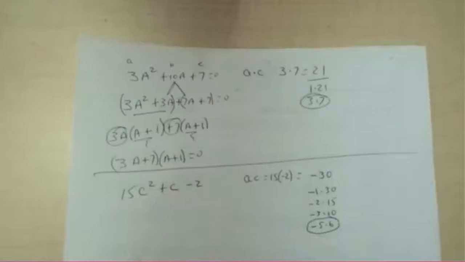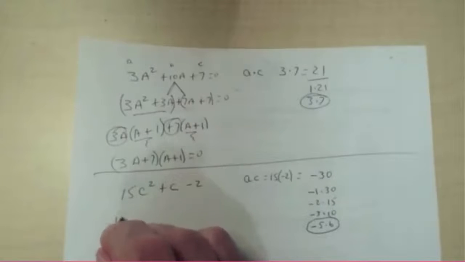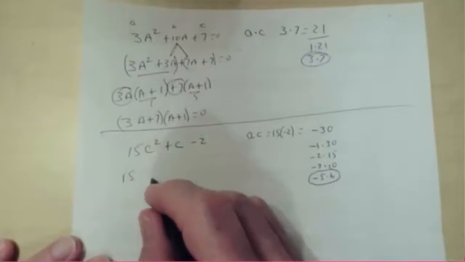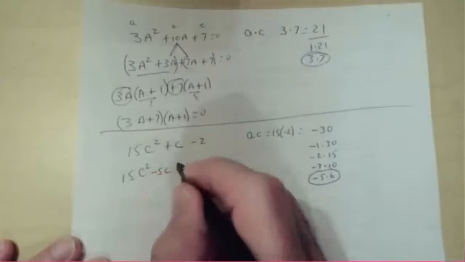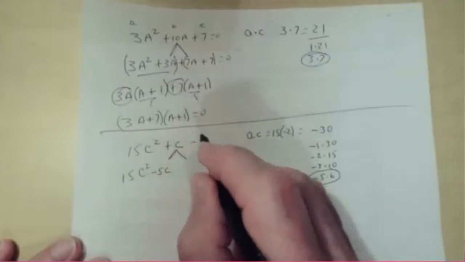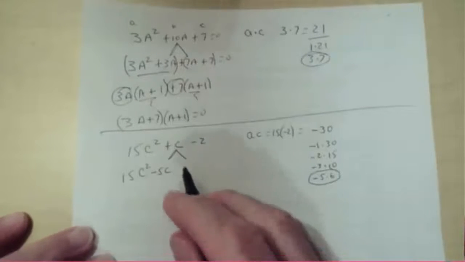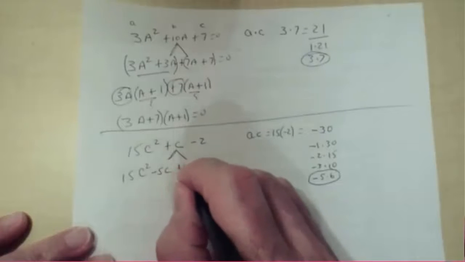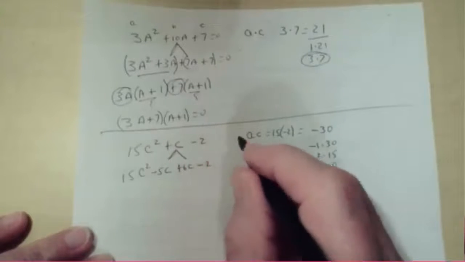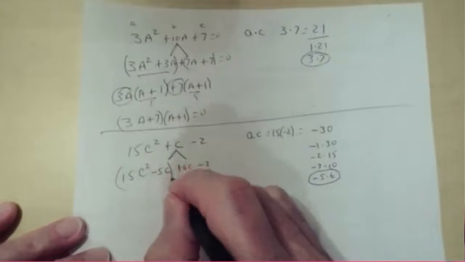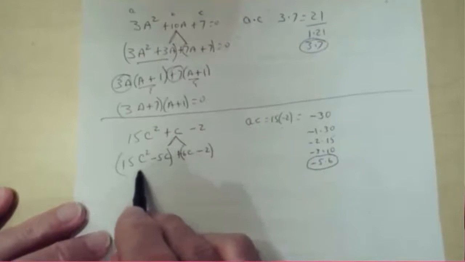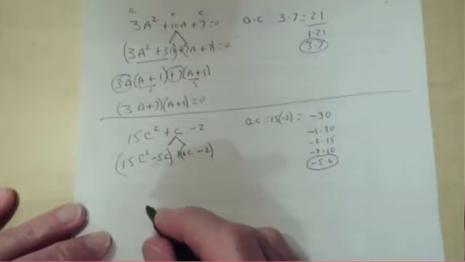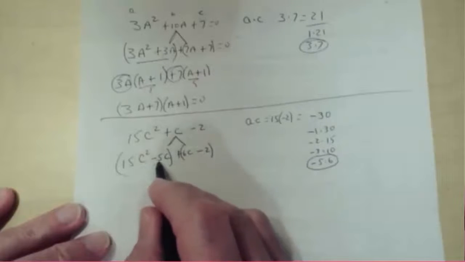Now which one are we going to put next to the 15? The negative 5. So we have 15c squared minus 5c. Now remember, all we're doing is splitting this linear term, the middle term, into these two factors, plus 6c minus 2. Okay, we're going to group these together, group these together. Now what can we factor out of this first term here? 5c. What's common to both of these? 5 and c.